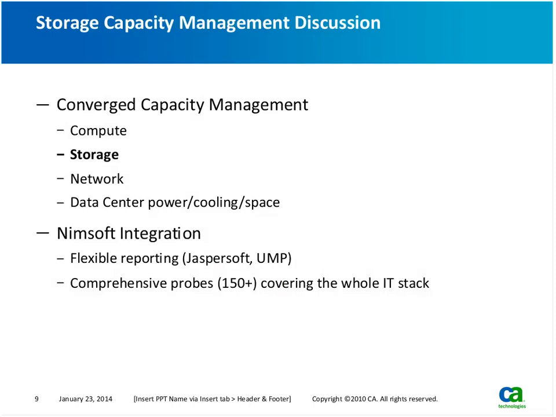Okay, let's move on to the storage capacity management discussion. As I mentioned before, for our December release, which is milestone 4 for fiscal year, calendar year 2014, there are 2 strategic items that the capacity management team will focus on. The first one is converged capacity management. This one really covers the whole stack from the IT infrastructure and data center infrastructure perspective. So looking at compute, storage, network, and data center power, cooling, and space as a whole, right? If you count the dimensions, there are really 6 dimensions here.